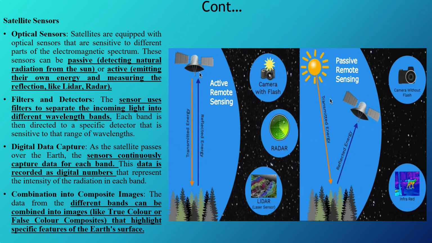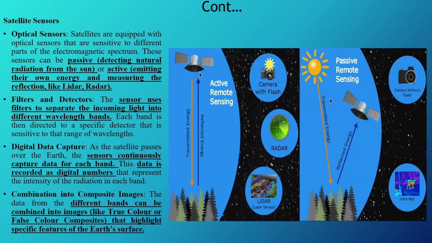This slide explains different types of satellite sensors and how they capture data. Satellites use optical sensors that are sensitive to different parts of the electromagnetic spectrum. These sensors can be passive, which detect natural radiation from the sun, or active, which emit their own energy and measure the reflected signal, such as LiDAR and radar.